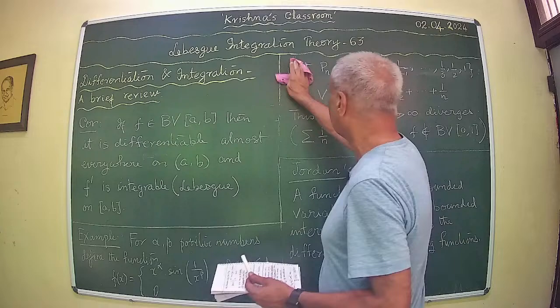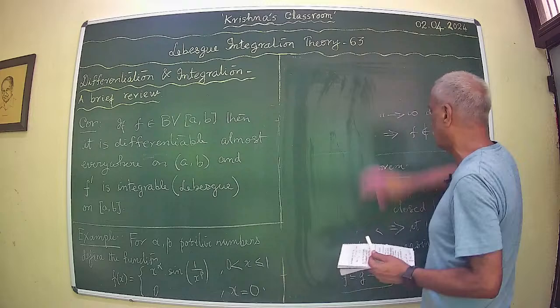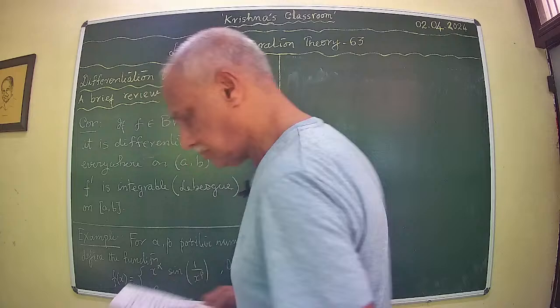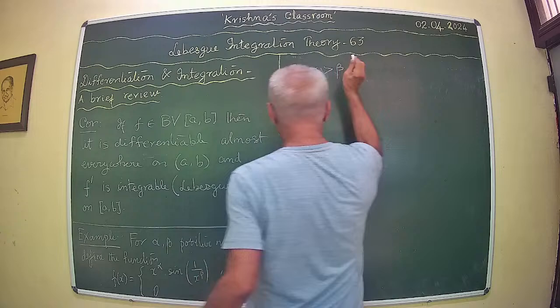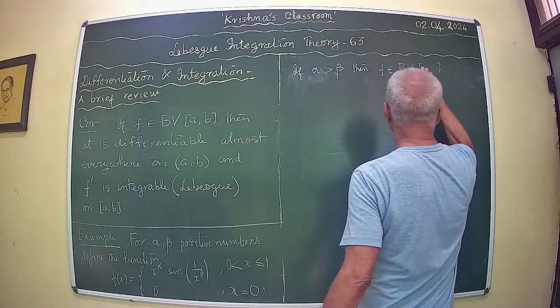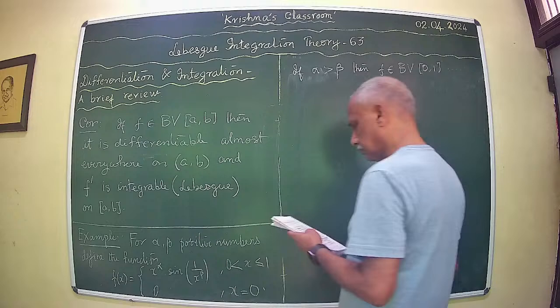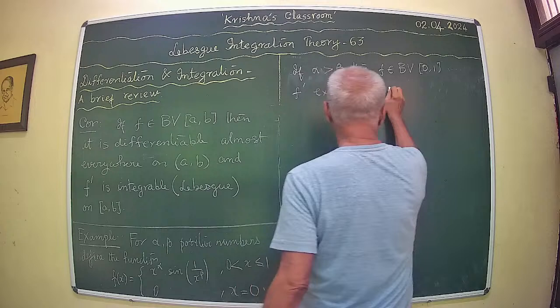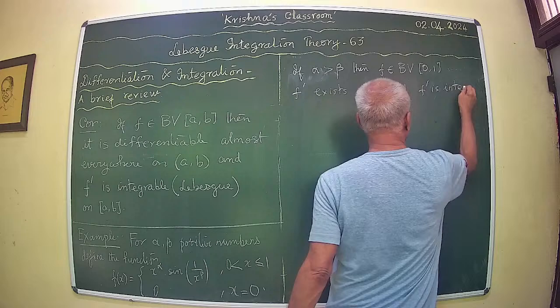Now one can prove certain facts about it. I am not going into the proof of that. It's a good exercise, and it helps you also to understand these functions. If alpha is greater than beta, f is of bounded variation on [0, 1]. Therefore, f derivative exists almost everywhere, and f derivative is integrable on [0, 1].